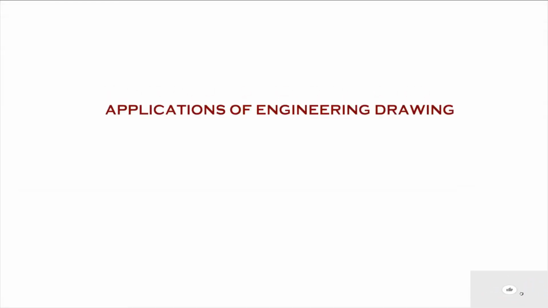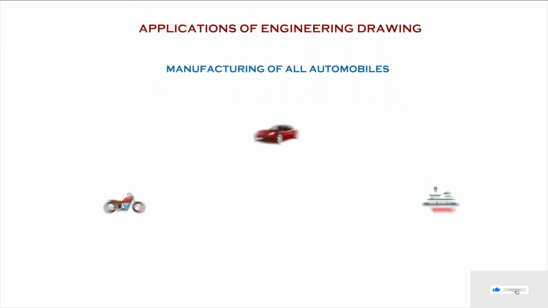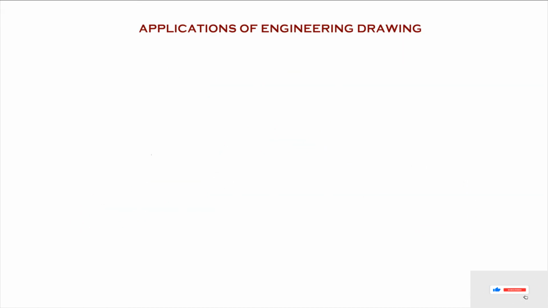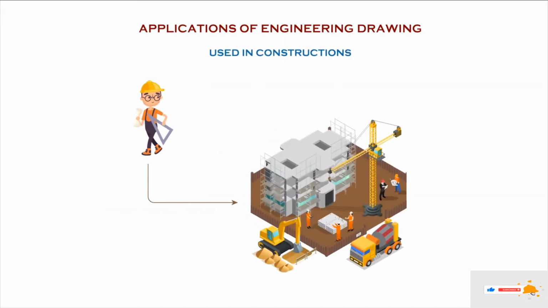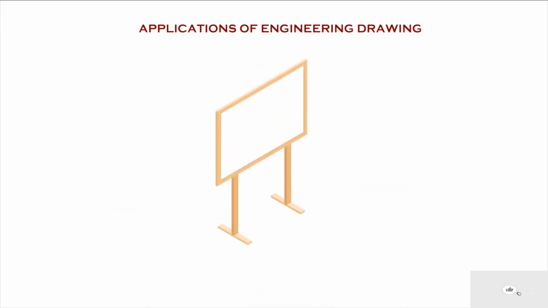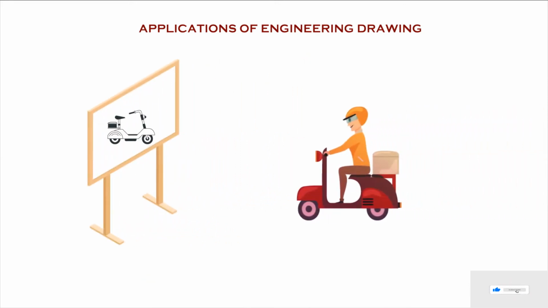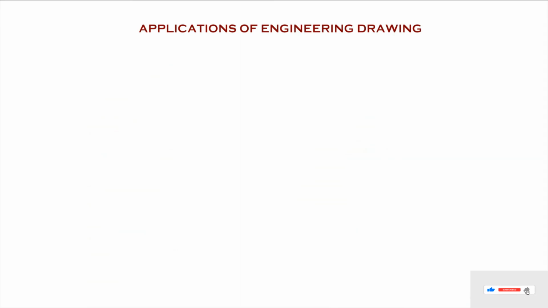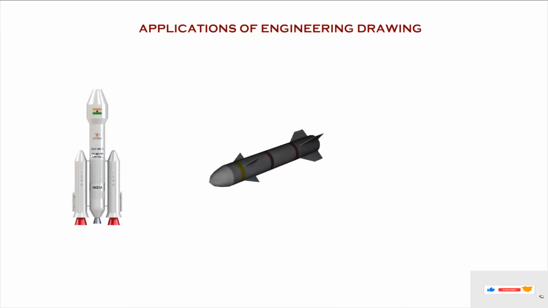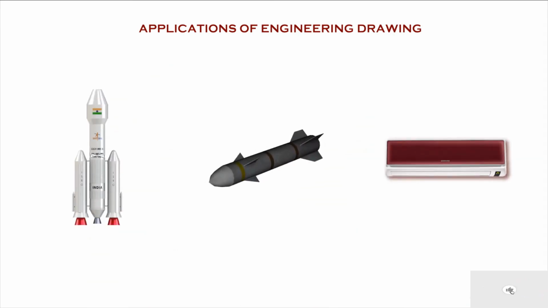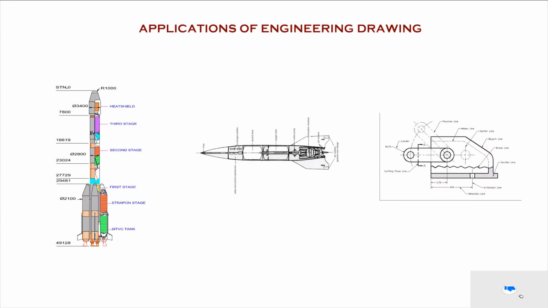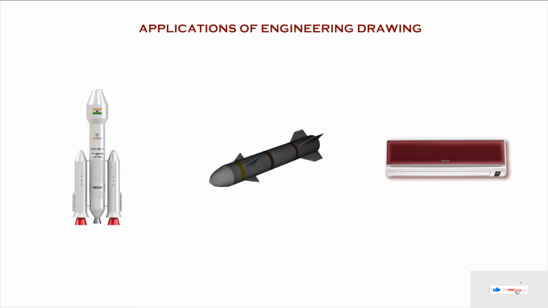Applications of engineering drawing. Drawing is used in manufacturing of all automobiles. Drawing is used in constructions. Drawing plays a vital role in engineering, and it is essential to our daily life. For example, for the construction of rockets, missiles, ACs, etc., initially they need a drawing to come out as a final output.